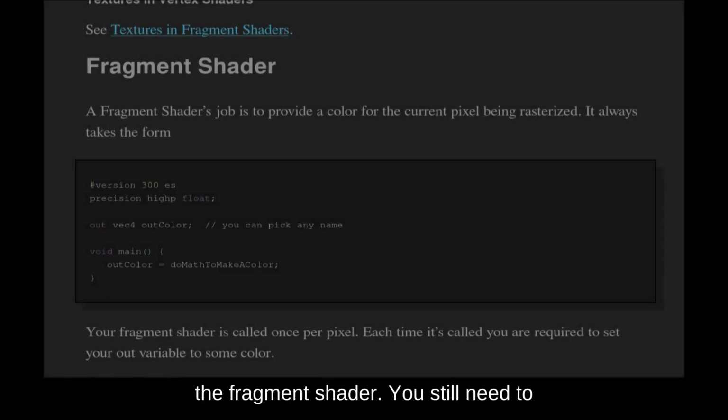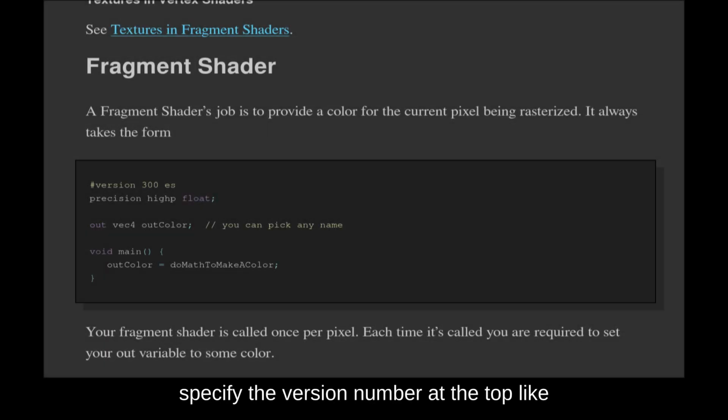Now for the fragment shader. You still need to specify the version number at the top like you did for the vertex shader, but you need one more additional line of boilerplate.